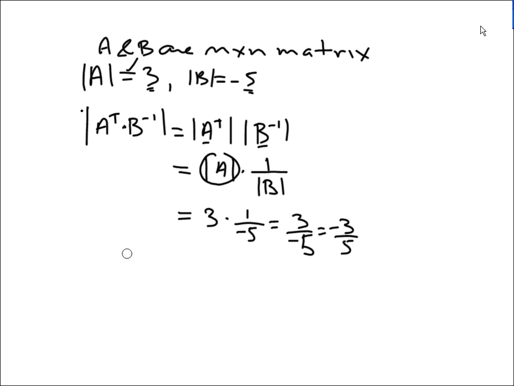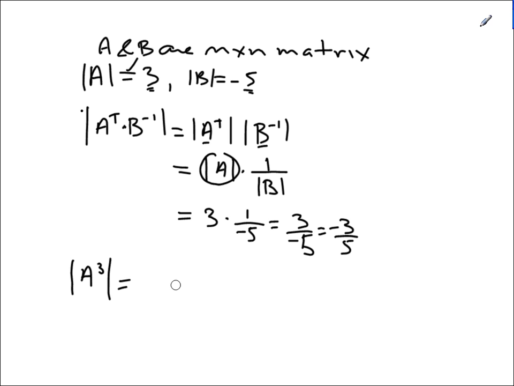We were able to calculate the determinant of A transpose times B inverse, and we didn't know the determinant of A transpose. We weren't given the determinant of A transpose, nor the determinant of B inverse. Now, what if we wanted the determinant of A cubed? You just can't randomly guess and say, oh, the answer is 3 cubed. Hey, maybe yes, maybe not. We only know the determinant of A.